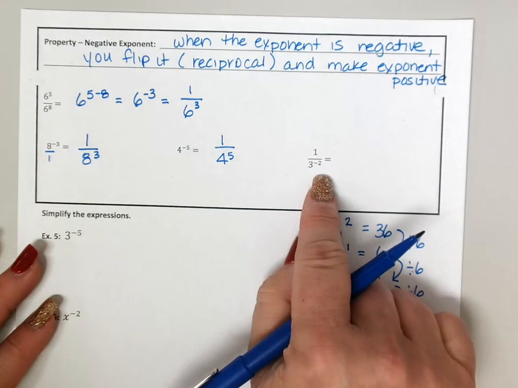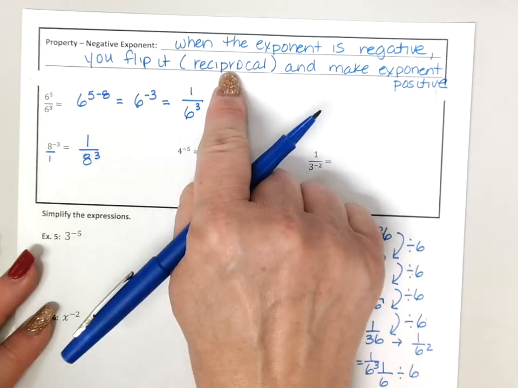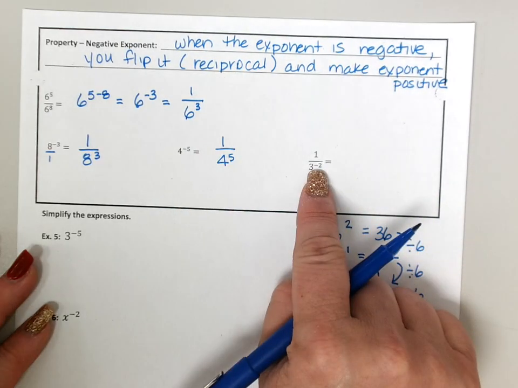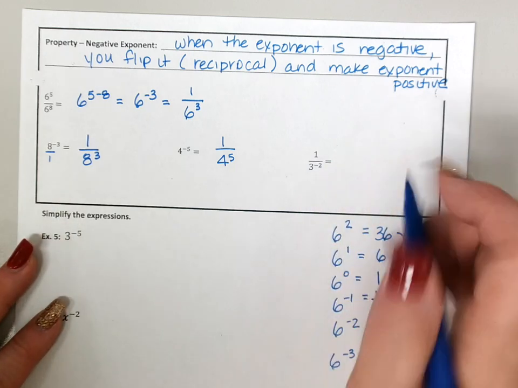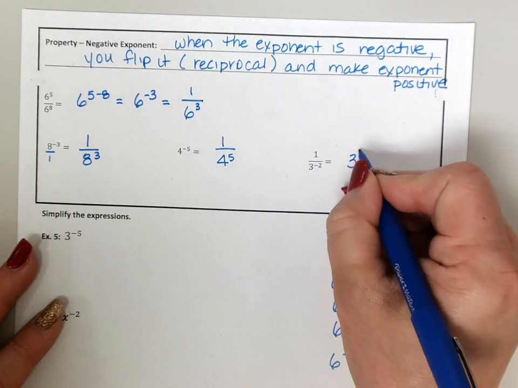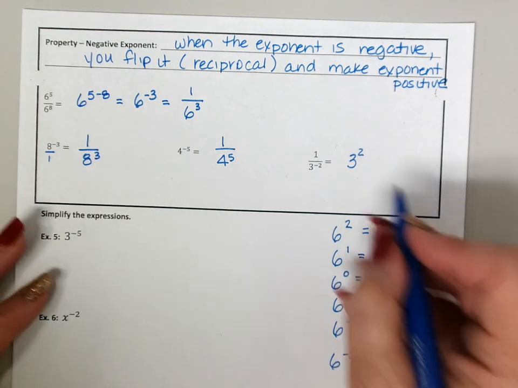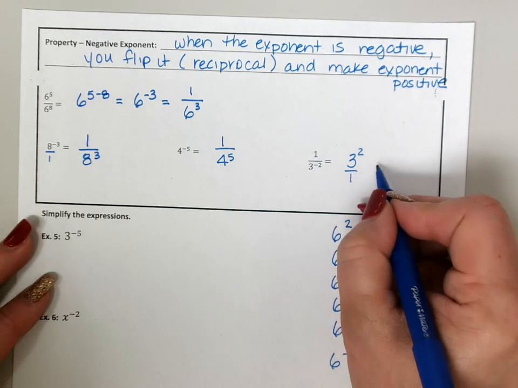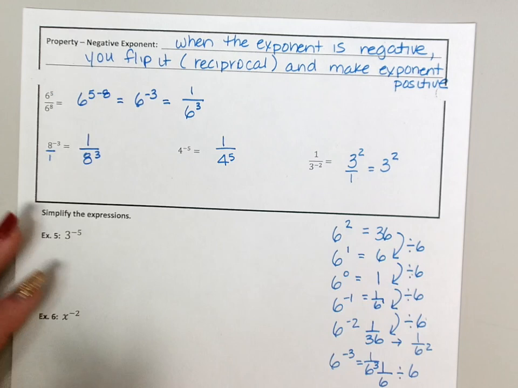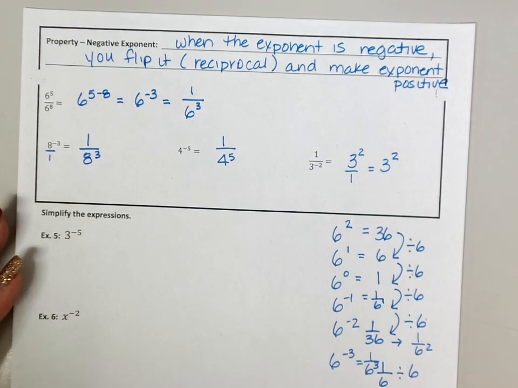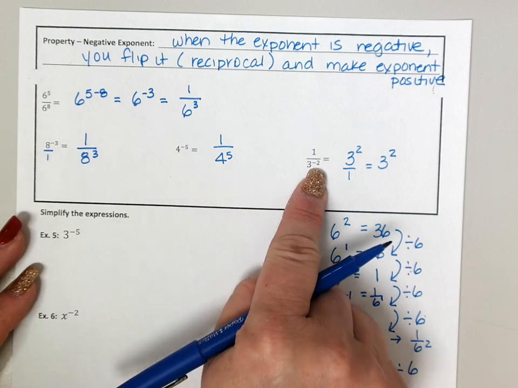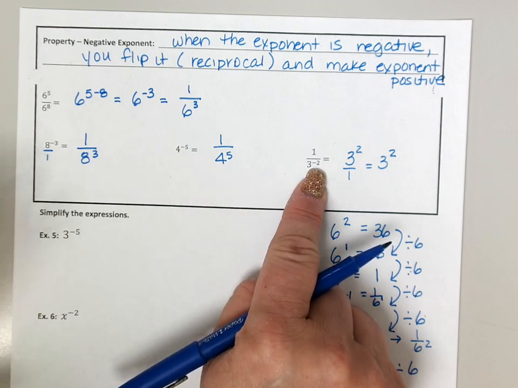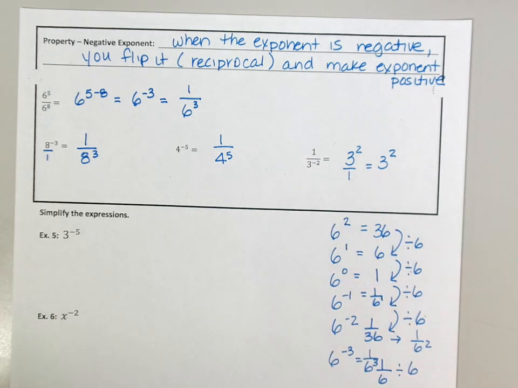Now, if the exponent's on the bottom, you still do the same thing. If you have a negative exponent, whether it's a whole number or in a fraction, you still have to flip it and make the exponent positive, because this would be a 1 underneath, right? Which would just be 3 to the second. Okay? So whether the exponent is attached to a whole number or the negative exponent is in a fraction, you're going to flip it, and then you're going to make the exponent positive.